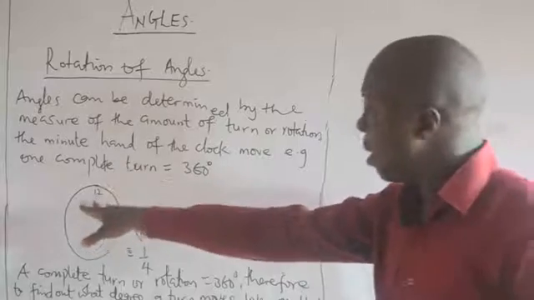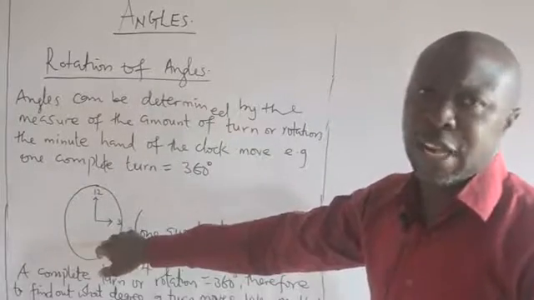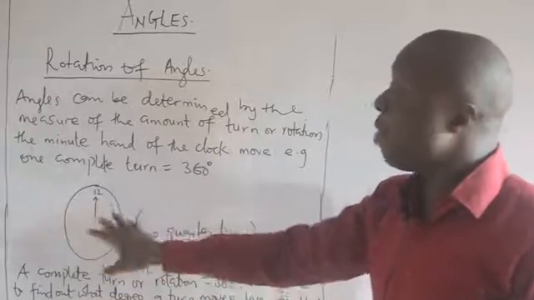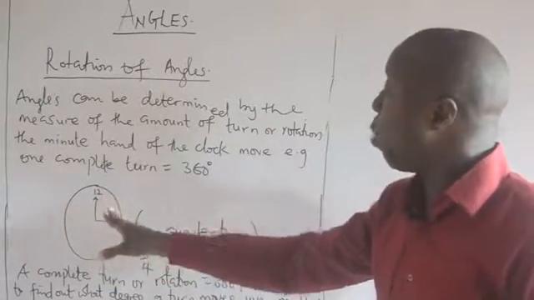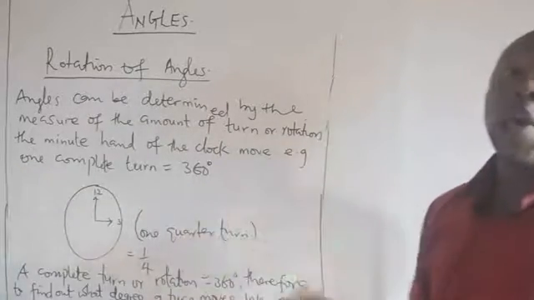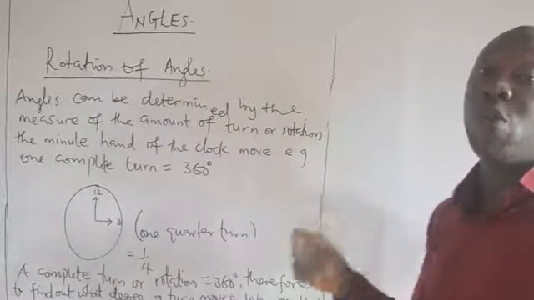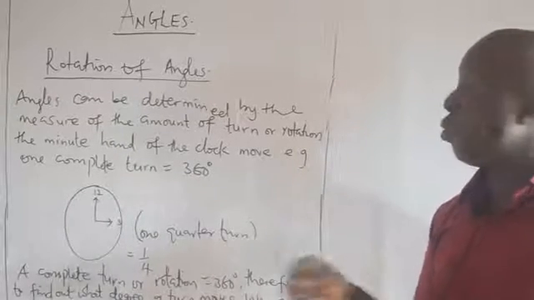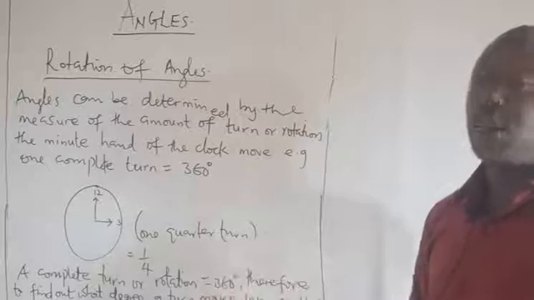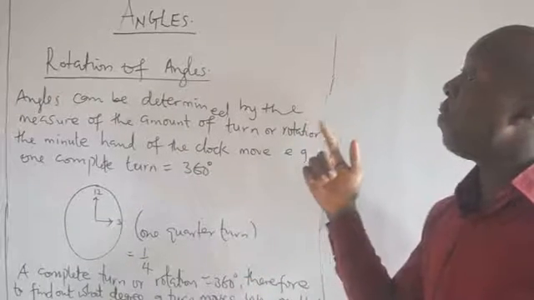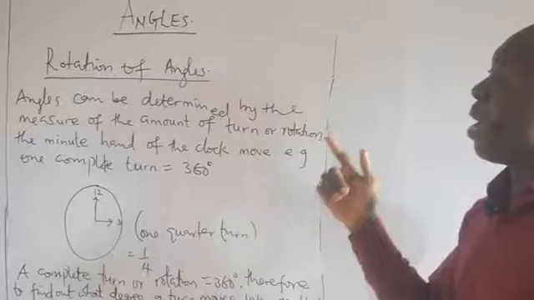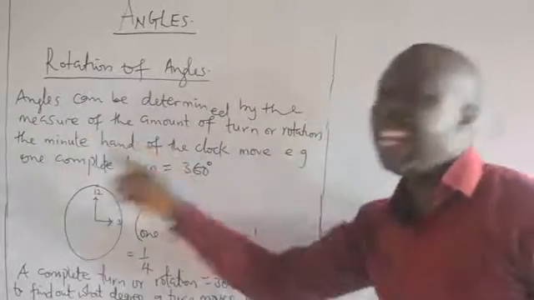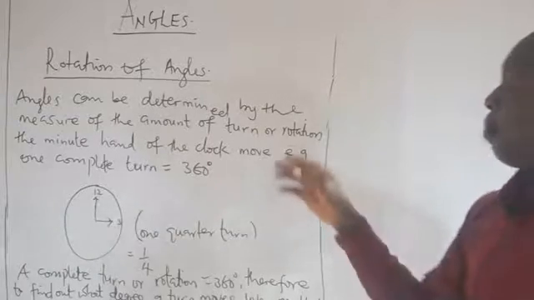So we have, this is a wall clock, and the clock we have on the board has moved a quarter turn. Remember that rotation of angles can be determined by what? By the measure of the amount of turn or rotation the minute hand of the clock moves.